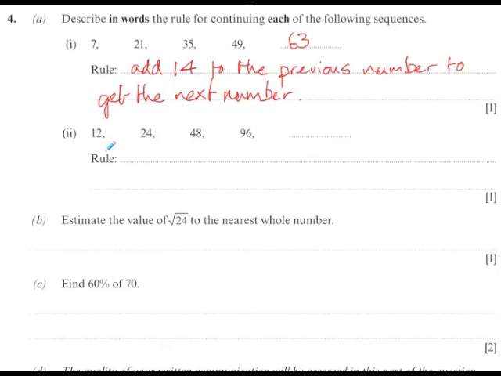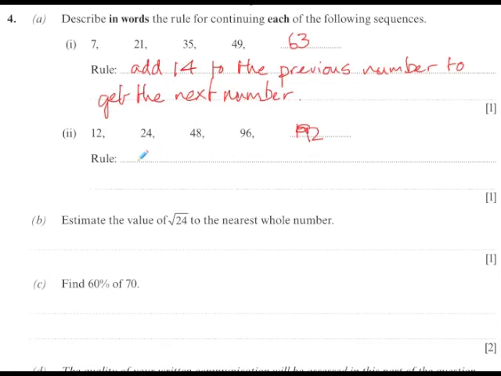So let's do the same for this sequence. The difference between that and that is 12. Let's do the difference between that and that. The difference there is actually 24. So if you look, what's happening is the difference there is 12. That means doubling that number gives you that number. Doubling that number gives you that number. And doubling that number gives you that number. So doubling 96 gives you 192.